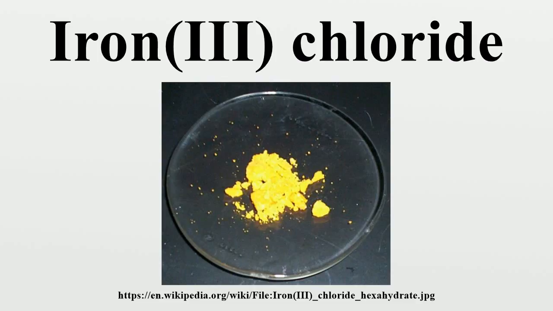When heated with iron oxide at 350 degrees Celsius, iron chloride gives iron oxychloride, a layered solid and intercalation host: FeCl3 plus Fe2O3. It is a moderately strong Lewis acid, forming adducts with Lewis bases such as triphenylphosphine oxide, e.g., FeCl3(OPPh3)2, where Ph equals phenyl.